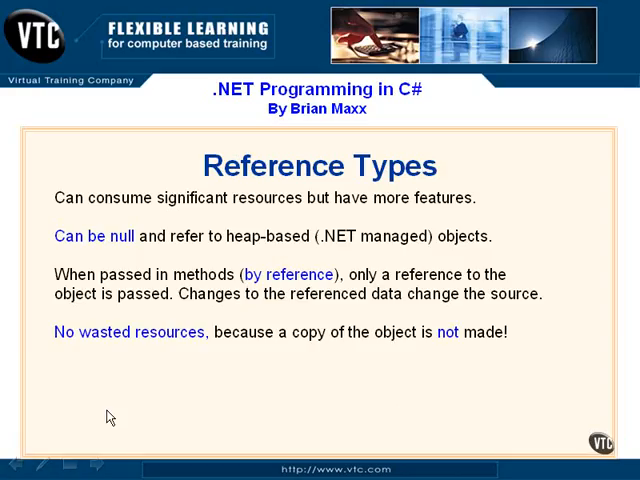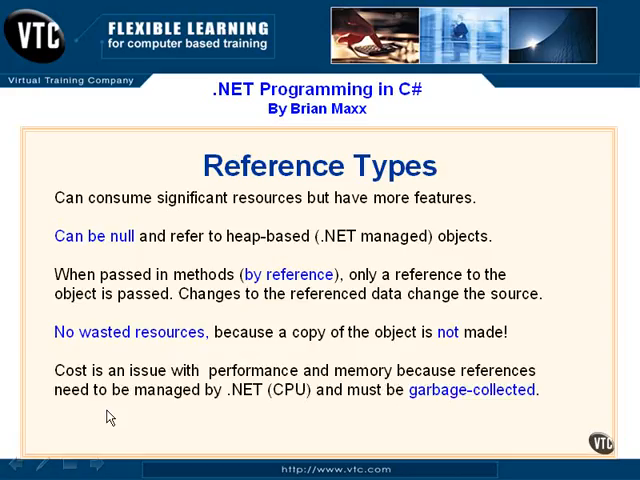Now, cost is going to be an issue when it deals with performance and memory, because references have to be managed by the .NET heap. This is going to affect the CPU, and then these must be garbage collected. Garbage collection is the .NET way. When something is garbage collected, then it's going to be managed, and you have to wait for a particular cycle in order for that object to be taken out of memory. So it does need to be managed a certain way in your programs, in your thinking, and you have to understand the garbage collection, and we'll discuss that later.